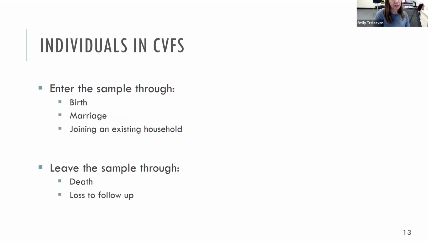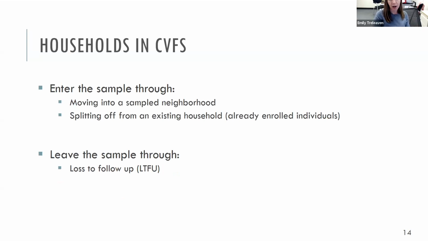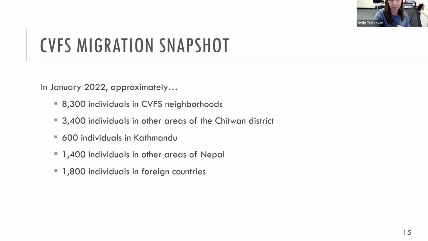As a quick reminder, individuals in the CVFS enter the sample through birth, marriage, or joining an existing study household for another reason, and leave the sample through death or occasionally loss to follow-up. So note that migration is not a reason that individuals leave the CVFS, and that's a key difference between the CVFS design and health and demographic surveillance studies that follow individuals who are only within a given geographic location. And it's the same for households. Households can enter the study by moving into a sampled neighborhood or splitting off from an existing household, and leave the sample through loss to follow-up, but not migration.